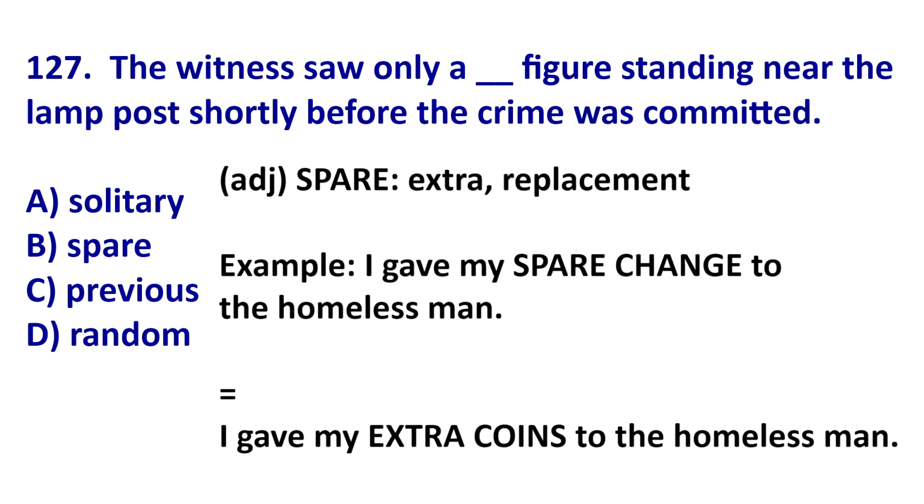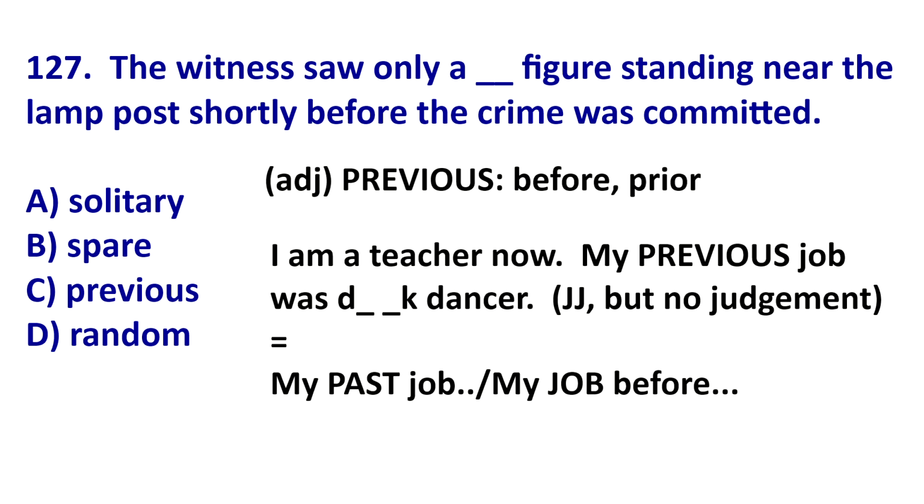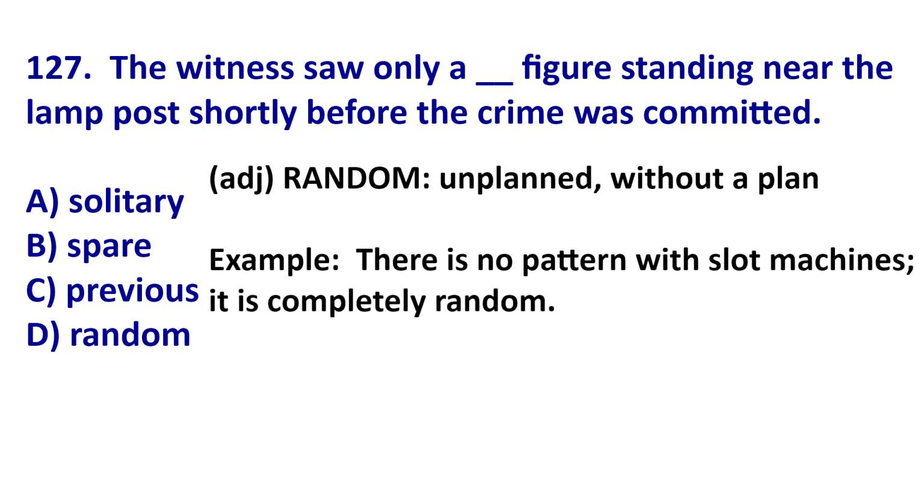Then we look at spare. Spare means extra. For example, if I'm going down the street, a homeless person might ask me if I have spare change. So that is extra change. If we look at previous, previous just is the adjective for before. And random is kind of disorganized, not scheduled. For example, slot machines at the casino are random, so you don't know if you're going to win or lose.